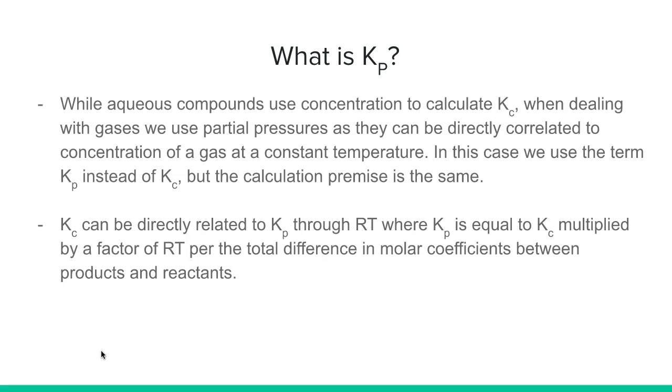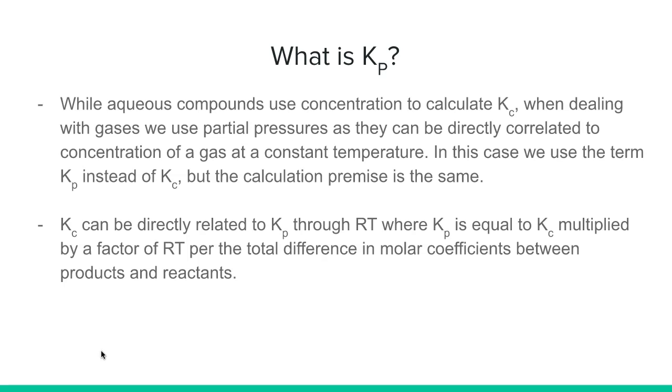So let's say that I find 4 moles of product and 2 moles of reactants. 4 minus 2 is 2. So then you can take Kc times RT to the second power, because it's 2, and that will give you Kp. So we will work out an example so that you can see this and concretely relate it to the actual numbers.